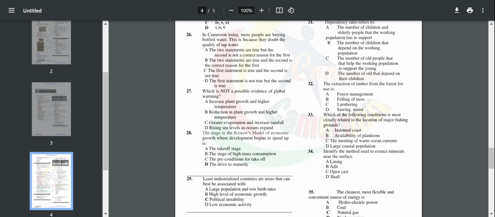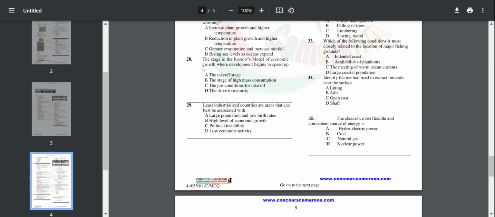The stage in the Rostow model of economic growth where development begins to speed up is... The answer is D.